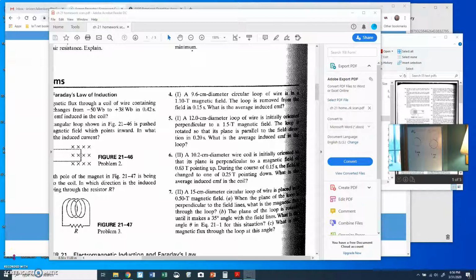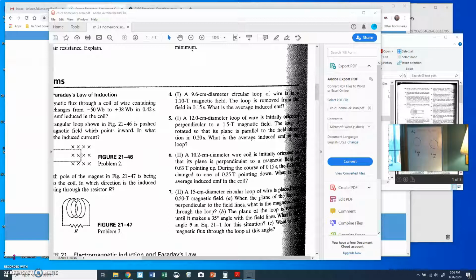Hey, we're working on number 6 in chapter 21. I'll just read it and then see what the screen says as far as what I've got drawn. I've got a 10.2 centimeter diameter coil. It is initially oriented so that its plane is perpendicular to the magnetic field of 0.63, pointing up. During the course of 0.15 seconds, the field changed to 0.25, pointing down. What is the average induced EMF of the coil?